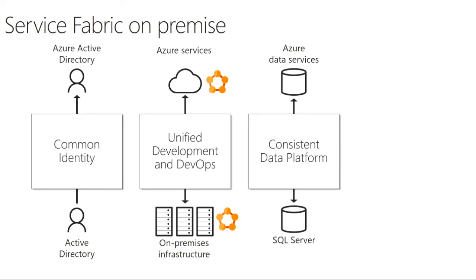And we see a lot of people like the symmetry on-premise where they have Active Directory. Service Fabric integrates well with Active Directory, running a cluster of machines for Service Fabric, and then SQL Server. And you can take that same architecture concepts into the cloud for easy migration.